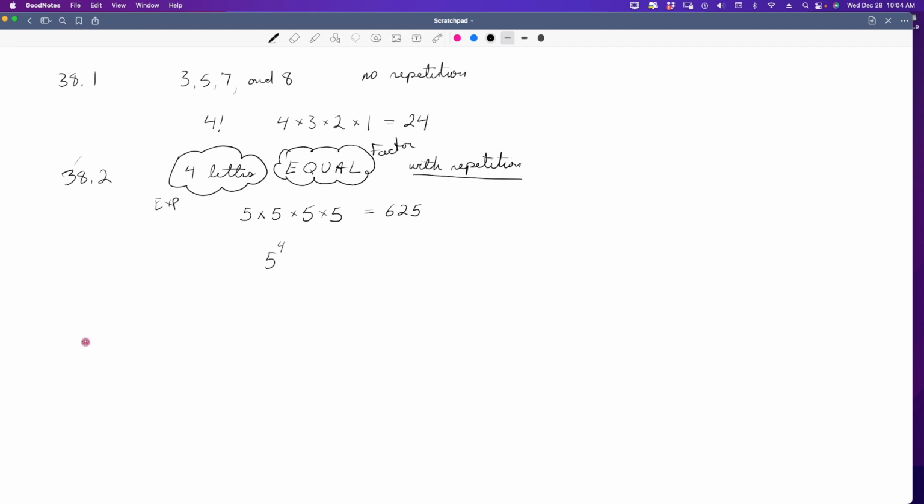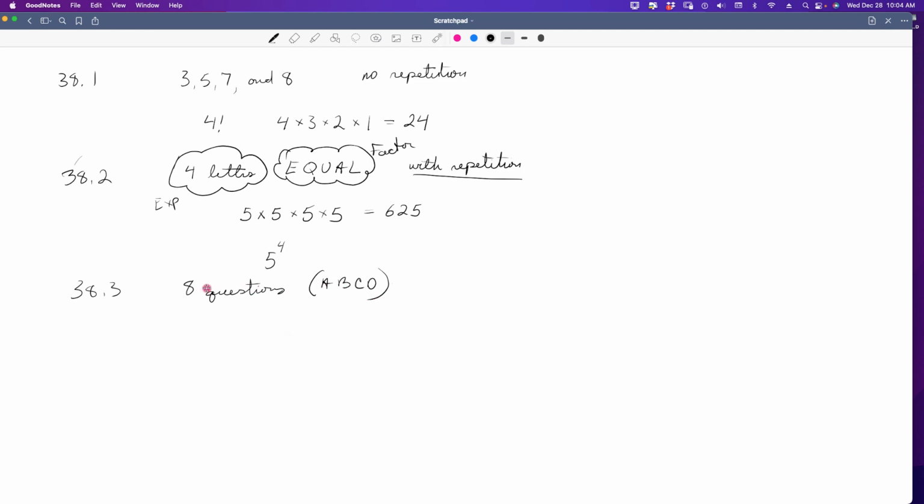Let's do 38.3. All right, so we have a multiple choice test that has 8 questions. There are 4 possible choices. Let's say they're A, B, C, and D for each one. How many different sets of answers are possible?